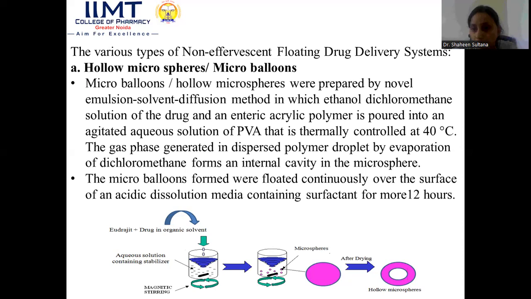You can see here in the diagram the Eudragit microspheres formulation. Eudragit is a water insoluble polymer. It is mixed with the drug and then dissolved in an organic solvent. Then this polymeric organic solution is added dropwise into the aqueous solution that contains a stabilizer like PVA, polyvinyl alcohol. This whole procedure proceeds under magnetic stirring. After the solvent evaporation, it results in the formation of microspheres that are empty, or have an internal cavity. Because of the internal cavity, the density is less. That's why we call them floating microspheres, which upon drying form the hollow microspheres.